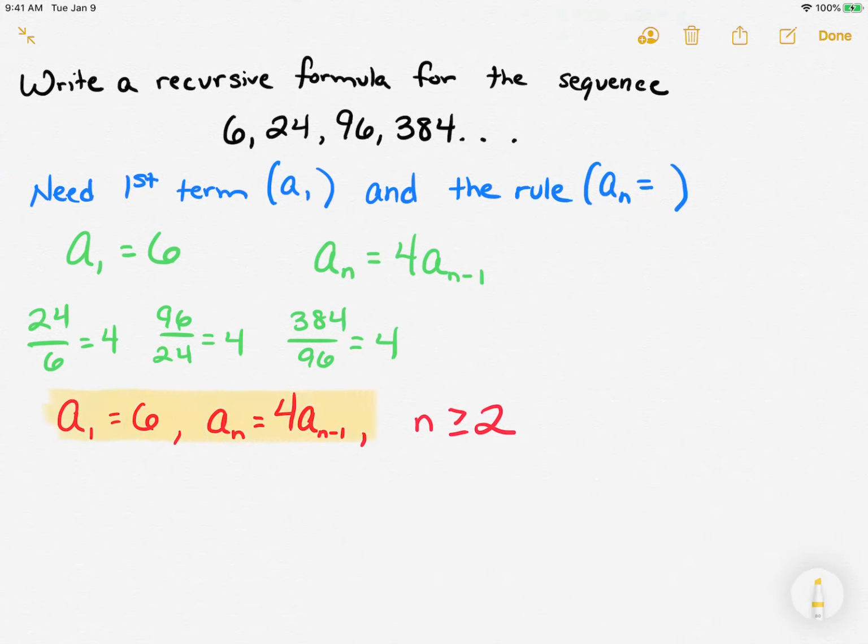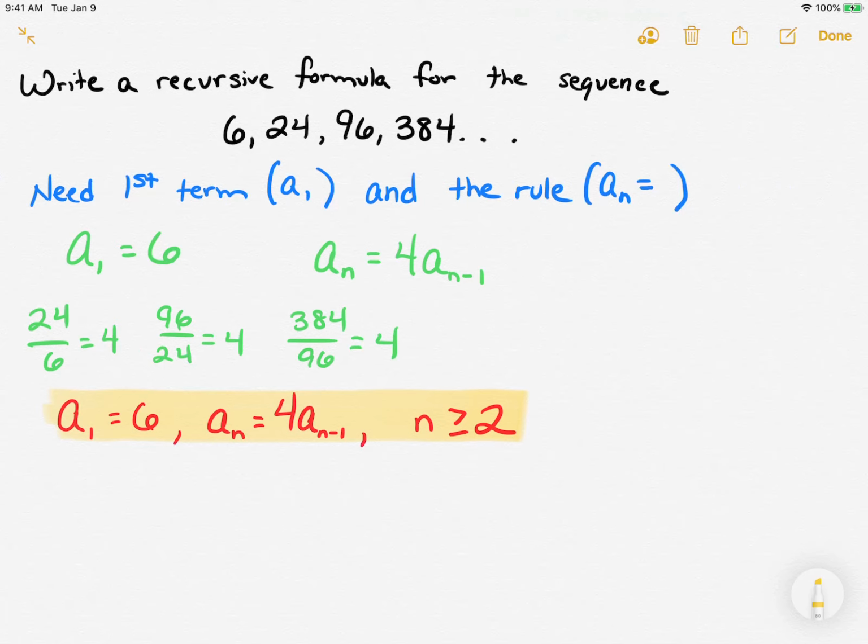And before anybody asks, yes, you do have to write n is greater than or equal to 2 on every single one of these, or your formula is incomplete. It's not too bad because it's the same thing every time, but you do need to have that in there.